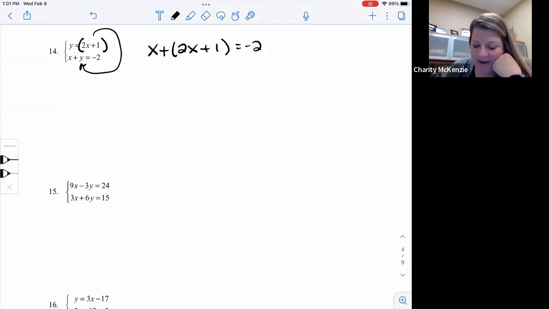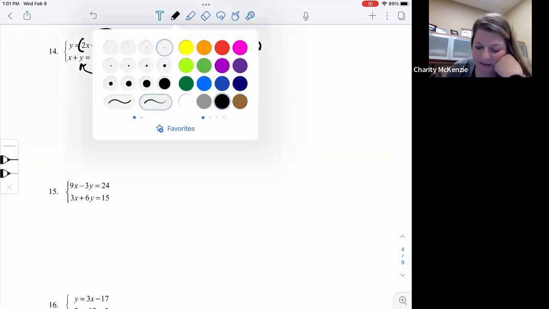Okay, we didn't have a number out front of y. If we would have had a number here, then you would have had to distribute. But I don't have that on this one. It's a little bit easier.